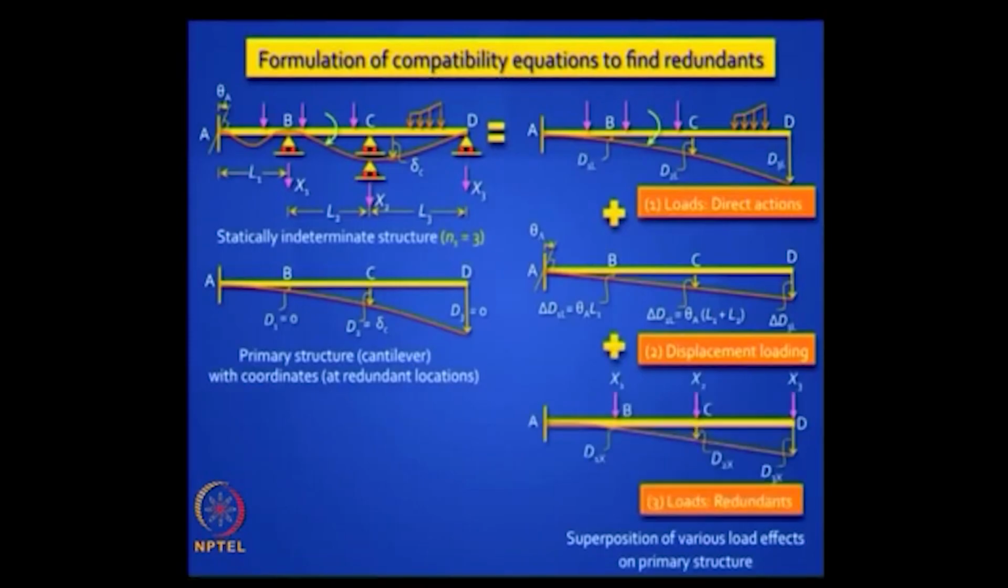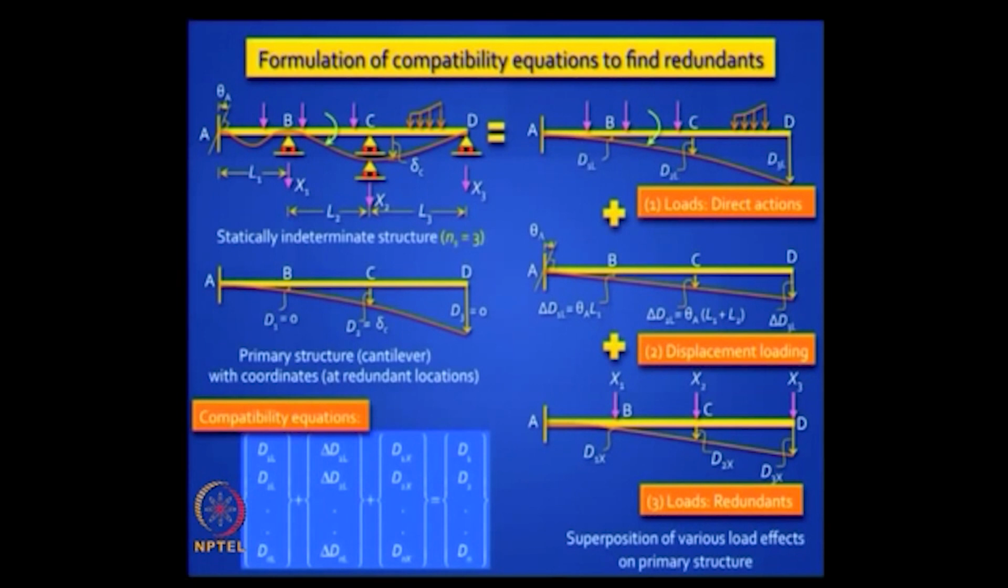Now you apply the redundants. Let us put them all together in the beginning. You apply x1, x2, x3, and let us say the deflections that you get at 1, 2, 3 are d1x, d2x and d3x, and now you are in a position to write the equations of compatibility. What would they look like? They will look like this. In general, you may have n locations, n displacements, n degree of static indeterminacy. So what I have written here, the first column on the left side is the deflections that you get by the direct forces on the primary structure, which is what we showed here.